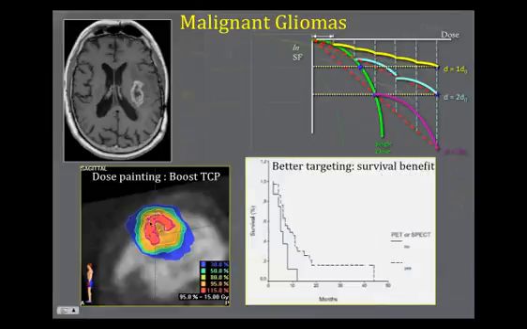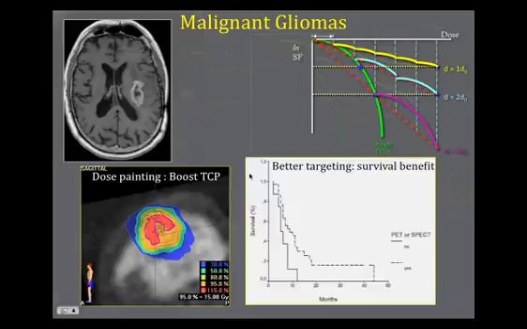And the other modern concept that came up was dose painting. So, a very, very inhomogeneous dose distribution. And the idea is that you are going to deliver higher doses of radiation to the regions of the tumor that are more radiation resistant. For instance, we know that hypoxic cells are more resistant. So you can get a boost there without incurring toxicity in the surrounding tissue.